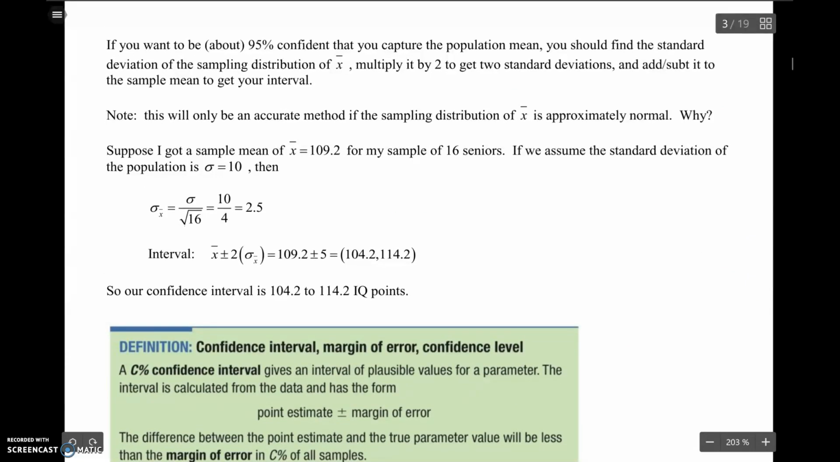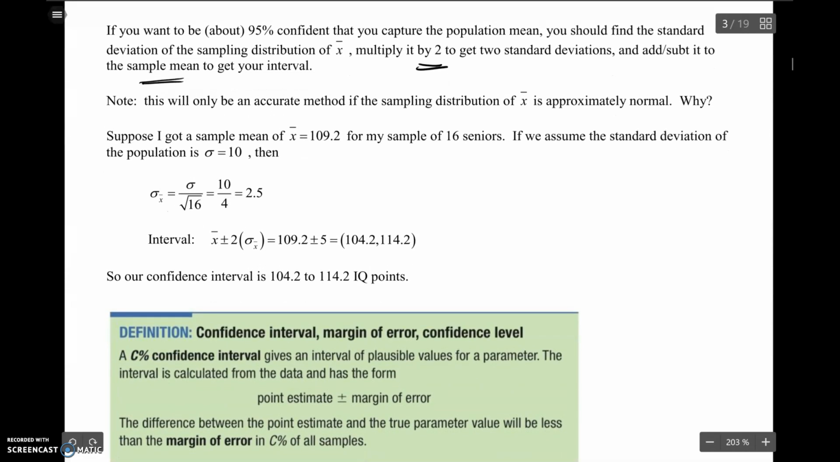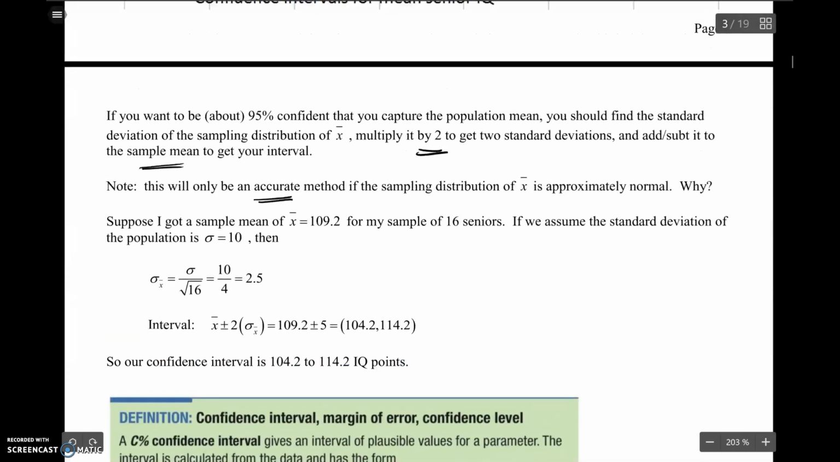So if you want to be about 95% confident, you should find the standard deviation of the sampling distribution of X bar, multiply it by about 2 to get 2 standard deviations, and add and subtract it from your sample mean to get your interval. That is exactly how we calculate confidence intervals. Note, this method will only be accurate if the sampling distribution of X bar is approximately normal. What do I mean by accurate? Well, what I mean by accurate here is that it's going to capture 95% of the time.